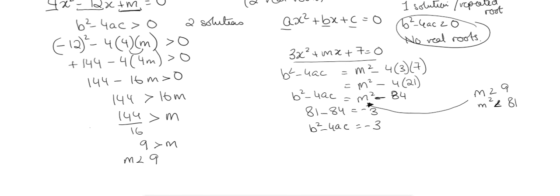We've said that depending on m being less than 9, no matter any value of m that we put in that's less than 9 into the discriminant of this equation, you will always get a negative answer. Therefore, you can say that as b squared minus 4ac is less than 0, this equation 3x squared plus mx plus 7 has no real roots.